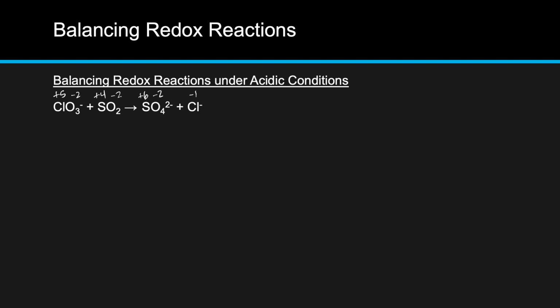So now let's look at the species that are changing in oxidation number. So first we have chlorine. Chlorine is going from a +5 to a -1, which means it is gaining electrons because it's becoming more negative. So because it is gaining electrons, this is going to be reduced. So our reduced half reaction is going to include ClO3 minus and Cl minus.